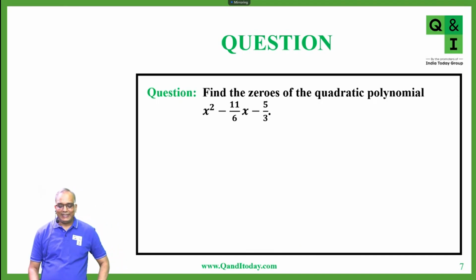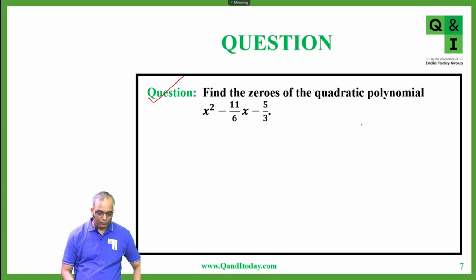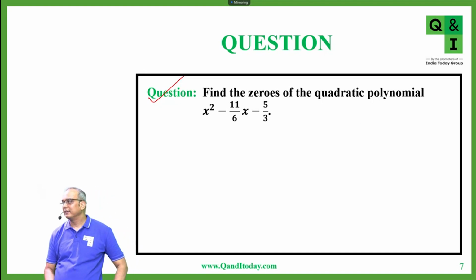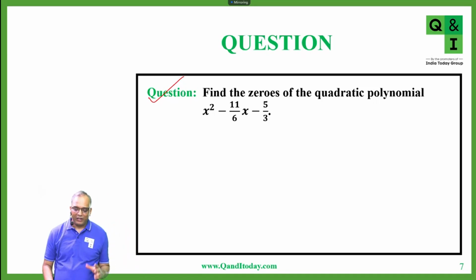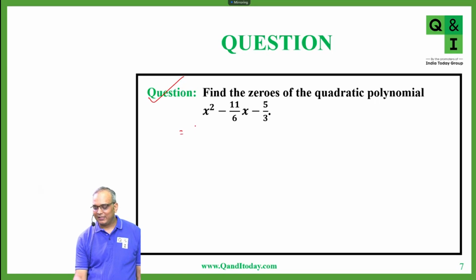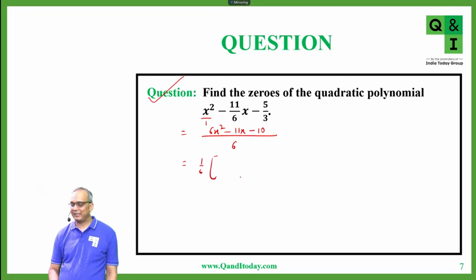So in this question, find the zeros of the quadratic polynomial. So you have to find the zeros of the quadratic polynomial. How do you find the zeros here? In this question, to find the zeros, what we do is we take 1 by 6 common here, right? Or what we'll do, let's say, first find the LCM here. So LCM here is 6. So we will have 6x square minus 11x, and then we multiply 2, so we'll have minus 10. So what we can do is we can write this as 1 by 6, 6x square minus 11x minus 10.